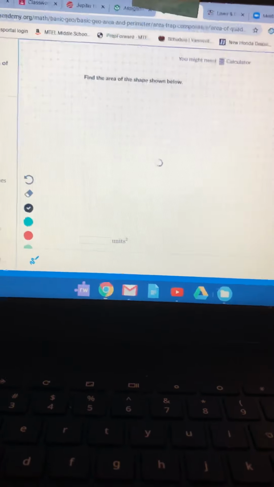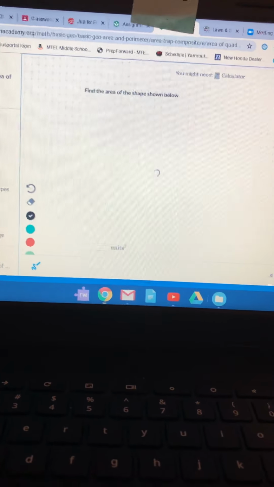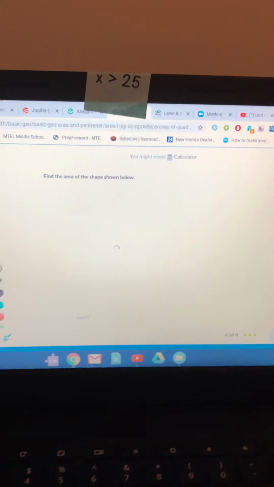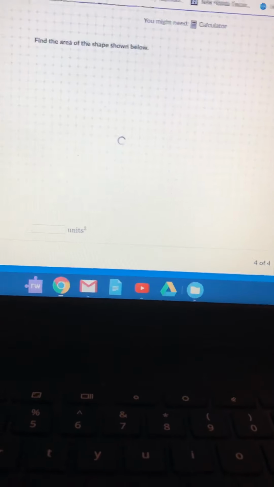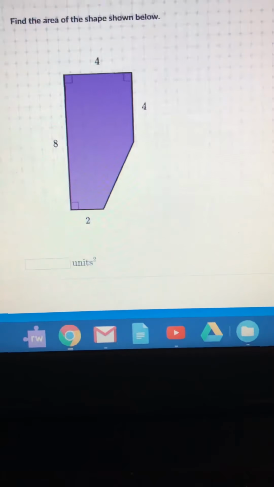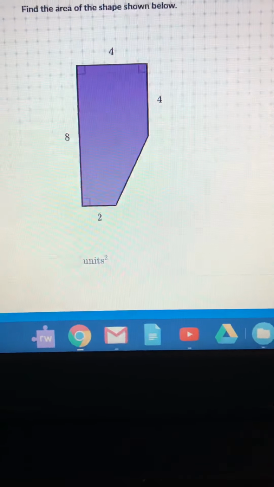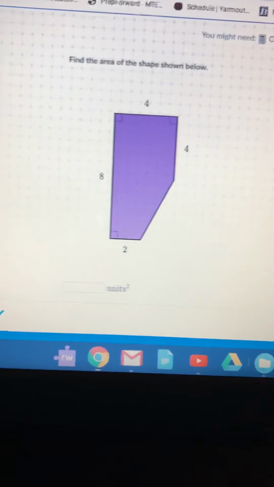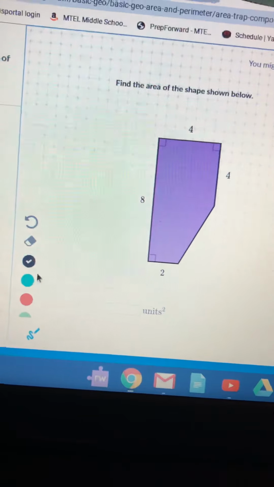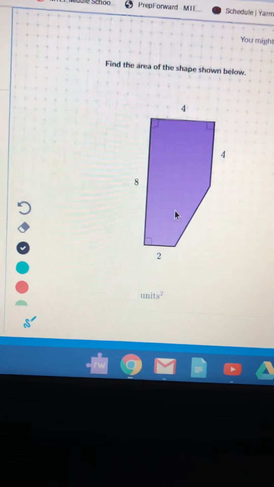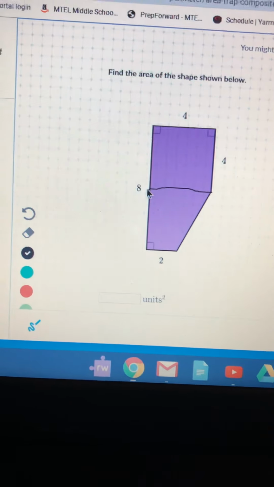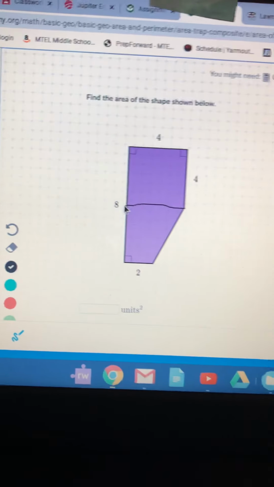All right, last one. So let's get a new page going here, because who knows what kind of crazy composite shape they were going to give us. All right, this is interesting. So it's not quite a trapezoid because I have 2 pairs of parallel sides. So I'm going to break this guy up. All right, let's break it up right here. Not a perfect dissection, but it will work.